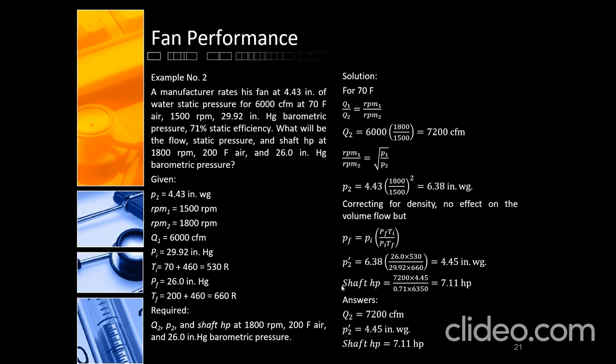So, shaft horsepower is yung formula natin na Q times SP, divided by efficiency, divided by 6050. So 72 times 4.45 over 0.71 times 6050 is 7.11 horsepower. So answer is Q2 is equal to 7,200 CFM. P2 prime is 4.45 inch water gauge. Shaft power is 7.11 horsepower.